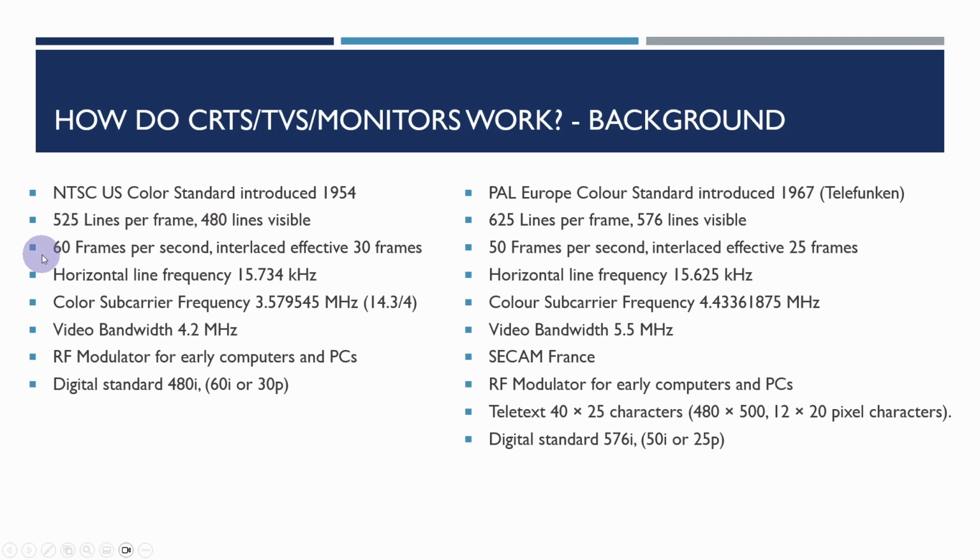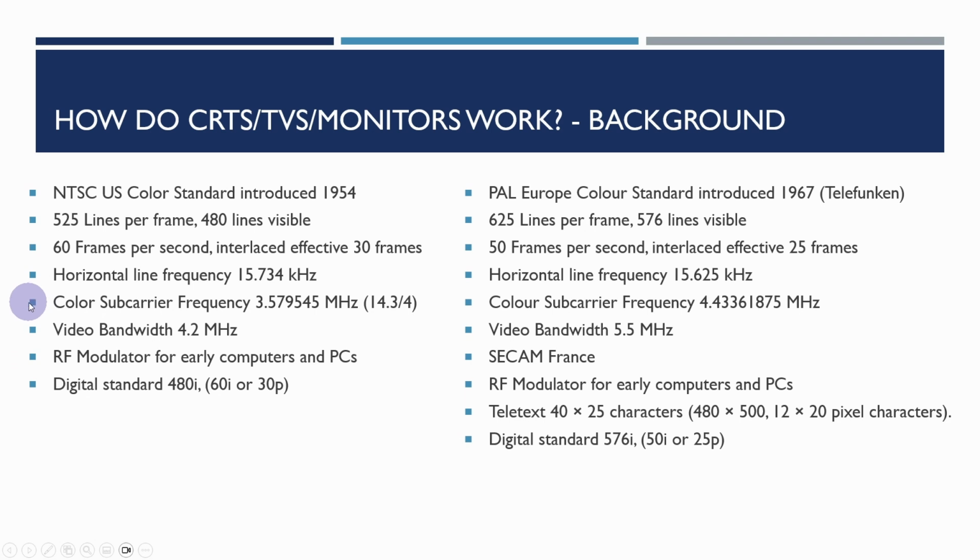It was based on 60 frames per second because of the US mains frequency. These frames were interlaced, so of the 525 lines we'd only have half of those at a time, which gives an effective frame rate of 30 frames per second. The horizontal line frequency is quite often specified with monitors, and in particular you need to make sure that the monitor you use is compatible with the horizontal line frequency. If it isn't, it could even damage some of the older cathode ray tube monitors. Generally, LCD monitors won't be damaged in the same way.